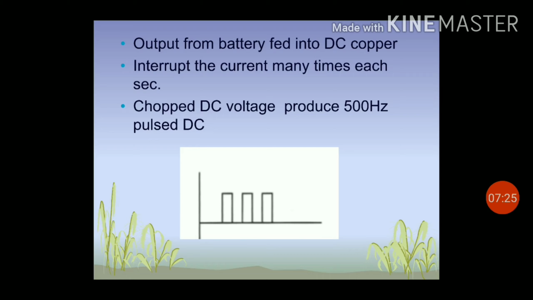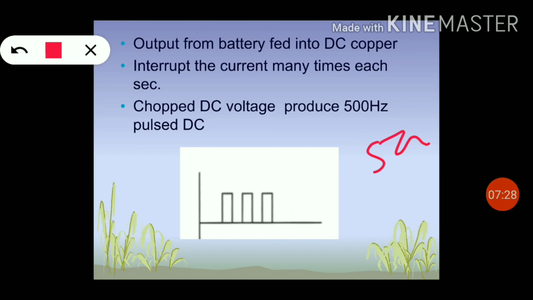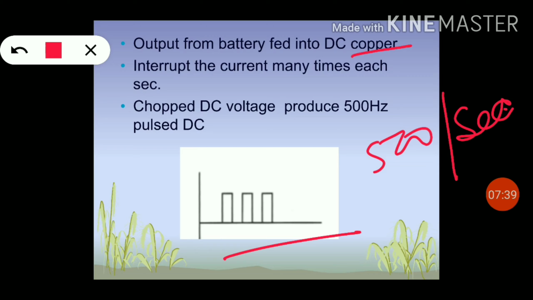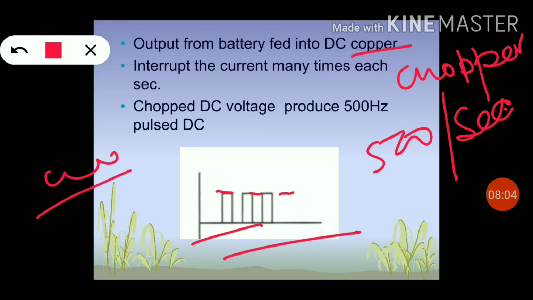like 500 times per second. This figure shows the chopped DC voltage. This is the DC chopper. This is the chopped DC voltage. It looks like this. That produces a 500 Hz pulsed DC supply to the primary winding of the high voltage transformer.